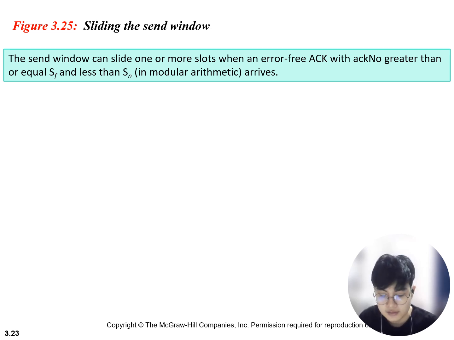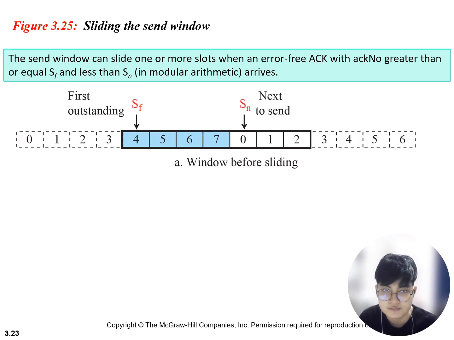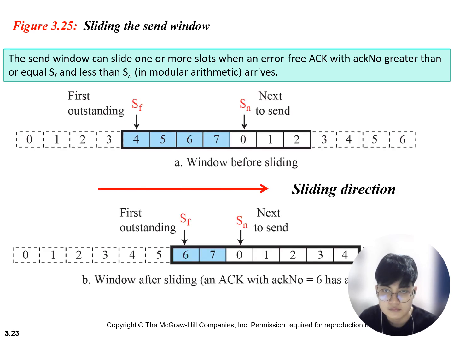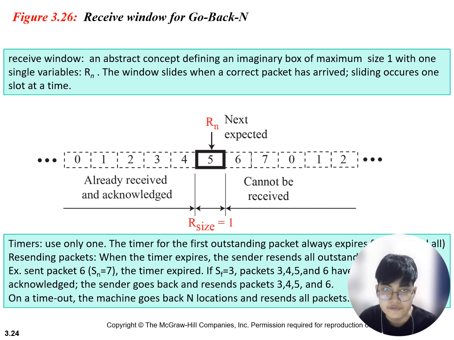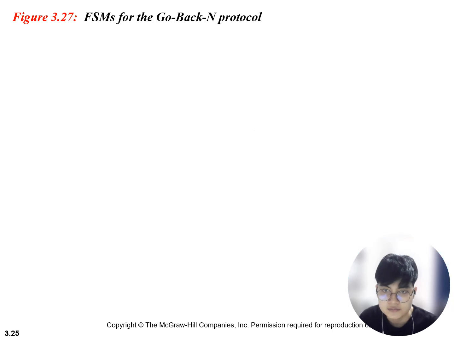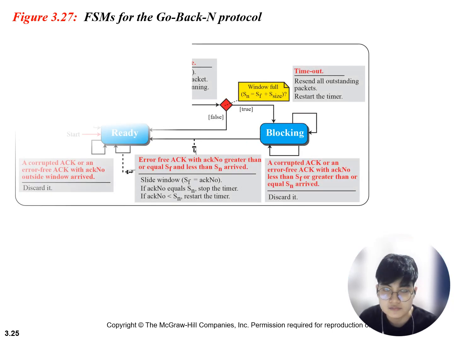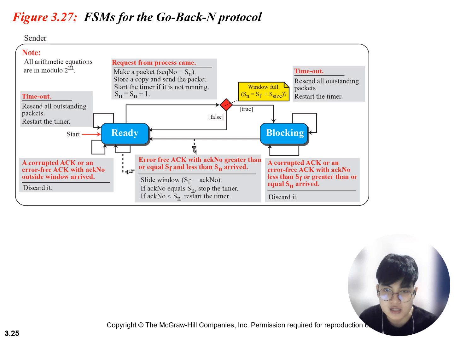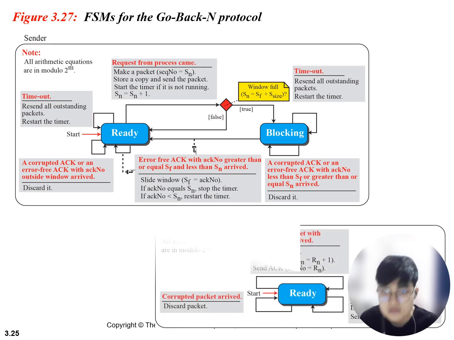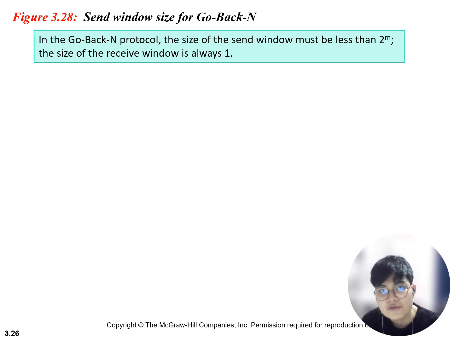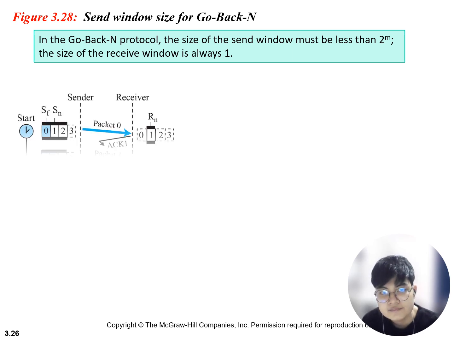This is the send window. Receive window for Go-Back-N. FSMs for the Go-Back-N protocol. Then the window sizes for Go-Back-N.